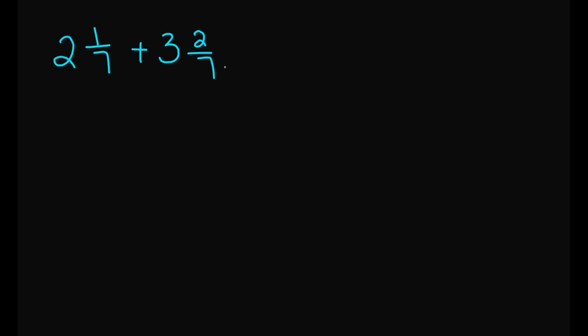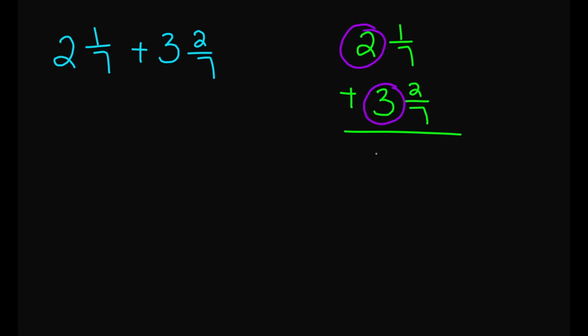Let's look at this example here. So we have my 2 plus my 3. This is going to equal 5. And then we have 1 over 7 plus my 2 over 7. So 1 over 7 plus 2 over 7. My denominators are the same. So since my denominators are the same, which is 7, then I can go ahead and add my numerators. So my 1 plus 2 is going to equal 3, and that's going to be over 7.